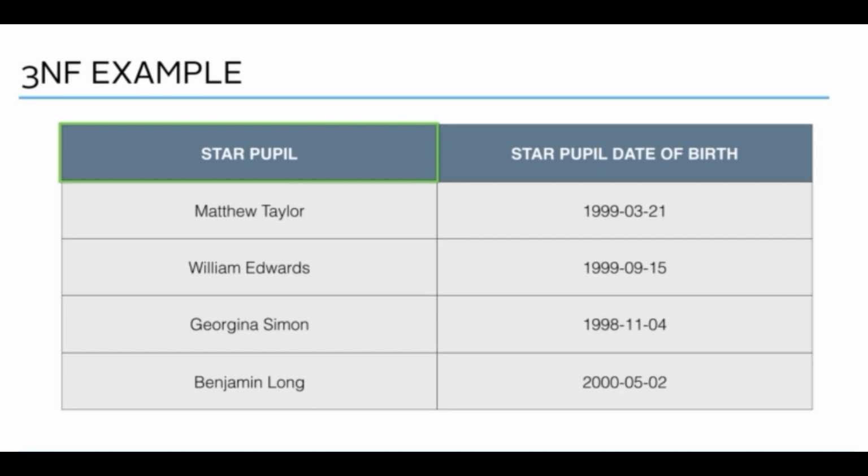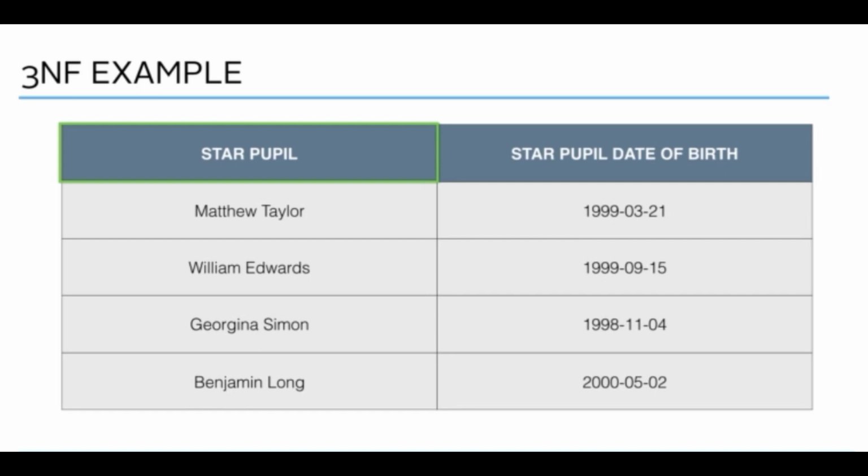Is it in second normal form? Is the star pupil date of birth related to the whole of the primary key? Well, the whole of the primary key is just one column, star pupil, and yes, the star pupil date of birth is dependent on who the star pupil is. So yes, this table is in second normal form.